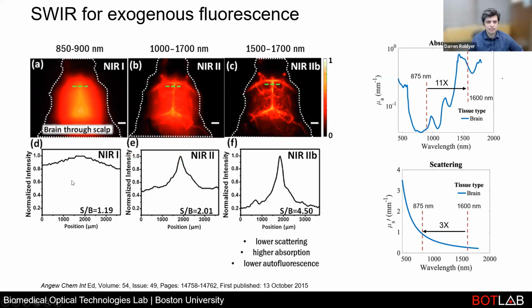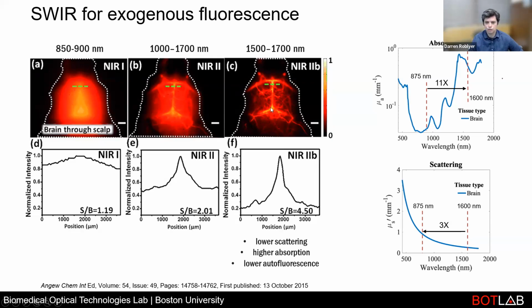So this is an example of a group that's imaged the brain through the scalp, and they're using emission wavelengths in the near-infrared 1 window, and then out here into the shortwave infrared, which they call 2 and 2B. And if you look at this large vessel in the brain, the signal to background ratio increases when you move to longer wavelengths. And this is a combination of the fact that absorption is about 11 times stronger out here at 1600 compared to a near-infrared wavelength of around 875, and scattering's 3 times weaker. So less scattering means less blurring, right?